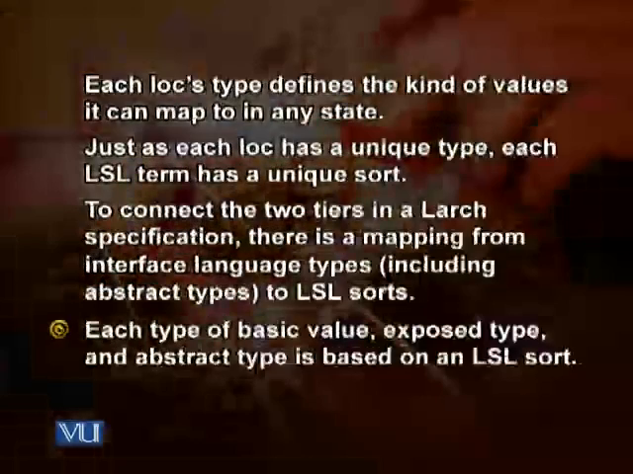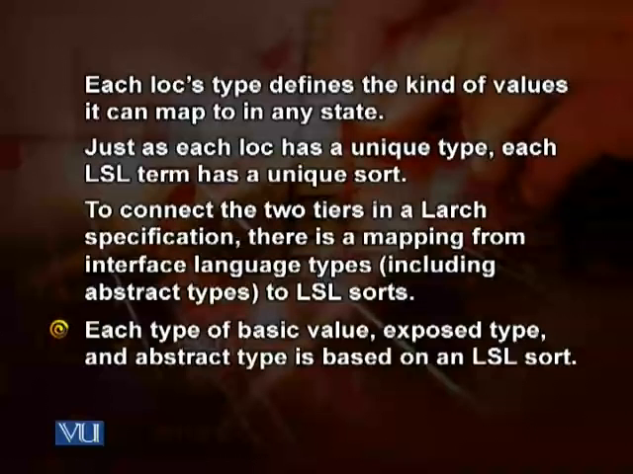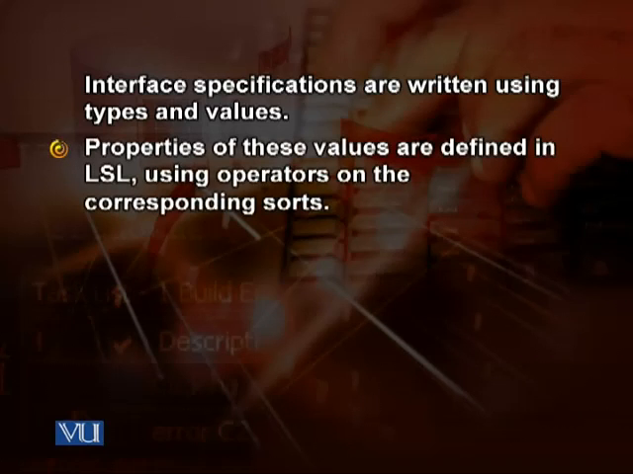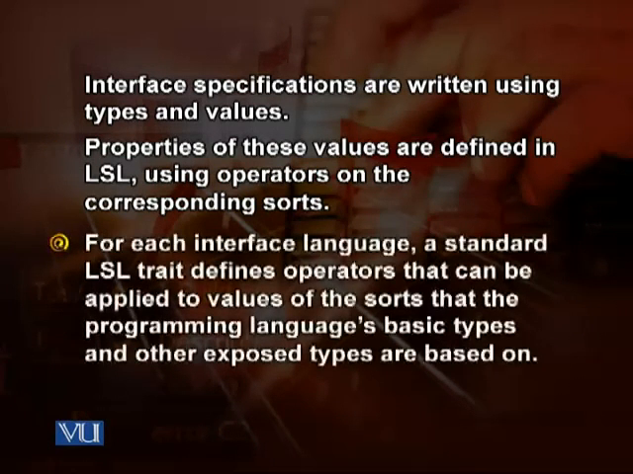Each type of basic values, exposed types and abstract types, is based on an LSL sort. Interface specifications are written using types and values. Properties of these values are defined in LSL using operators on the corresponding sorts, and for each interface language, a standard LSL trait defines operators that can be applied to values of the sorts that the programming language's basic type and other exposed types are based upon.